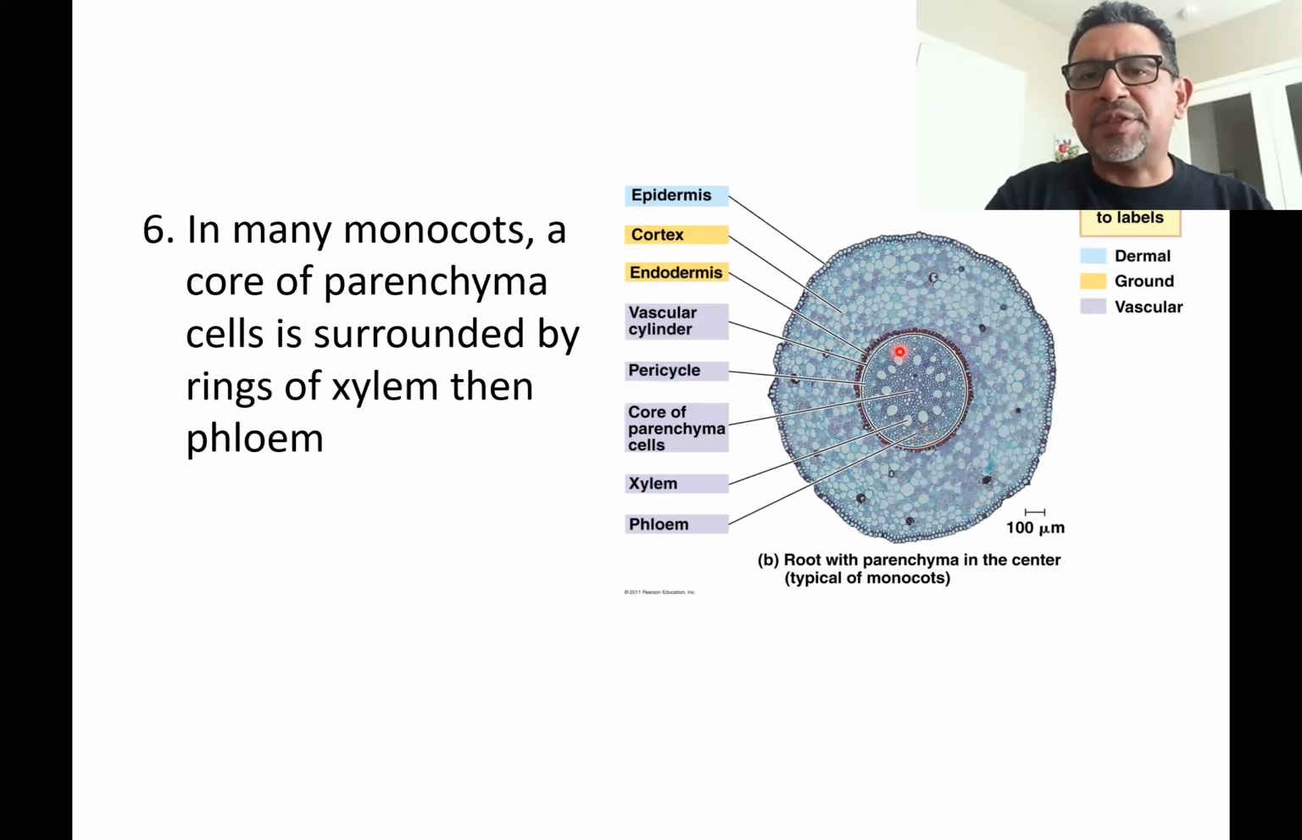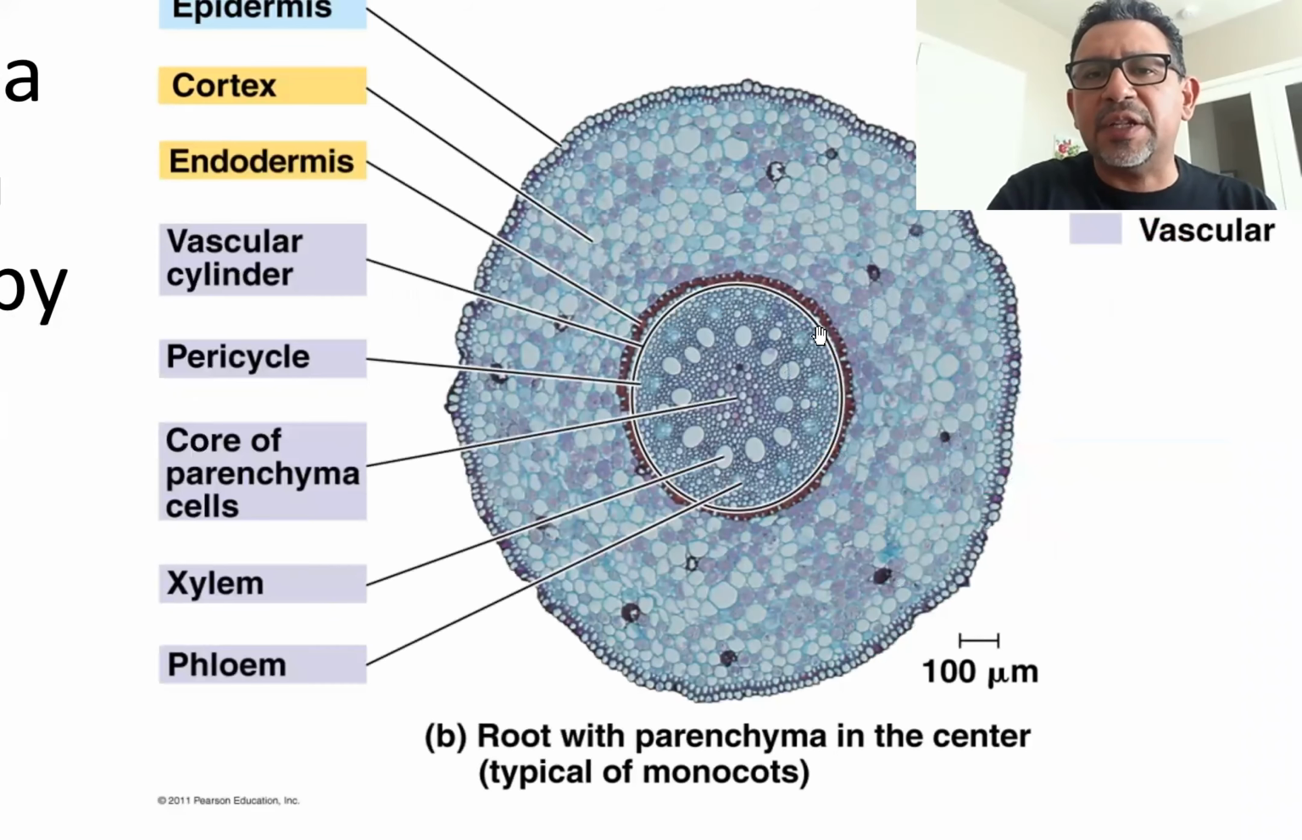Now here we can see a ring. This is a black line that was drawn by the artists illustrating our textbook. This outermost layer of the vascular cylinder is going to be the pericycle, and out here, which is darkly stained red, that is going to be the endodermis.